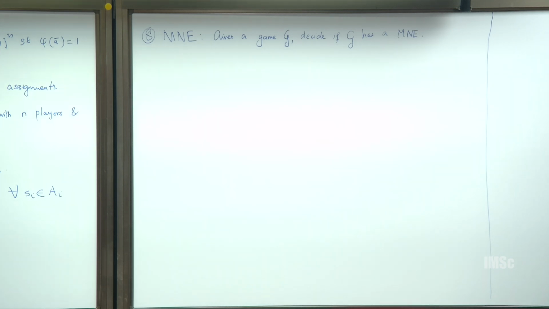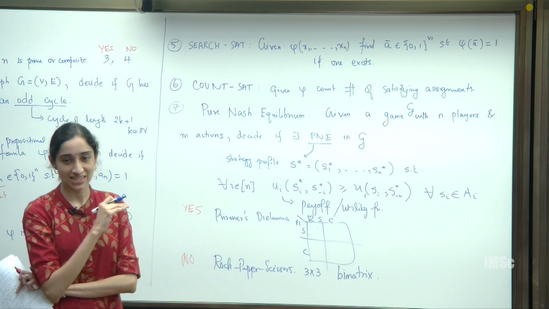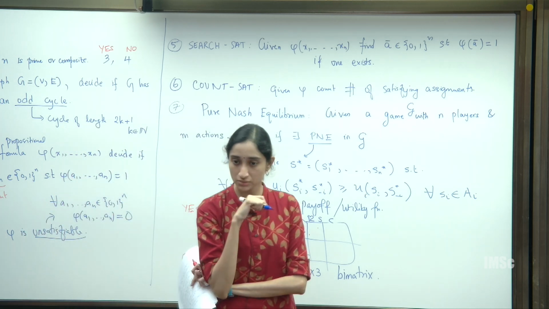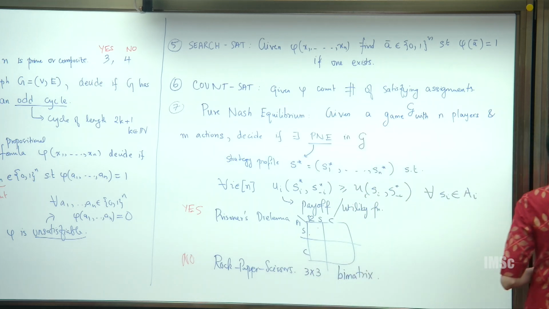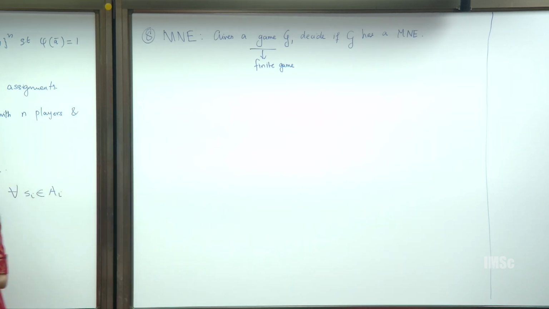So let's say you design an algorithm for this, right, to find the mixed Nash equilibrium, and I mean to decide if G has a mixed Nash equilibrium, and I give you a game. So what will be possible answers? It is finite players and finite strategies, it is true or false. Okay. So maybe I should clarify that. Finitely. So number of players is finite, number of strategies are finite.